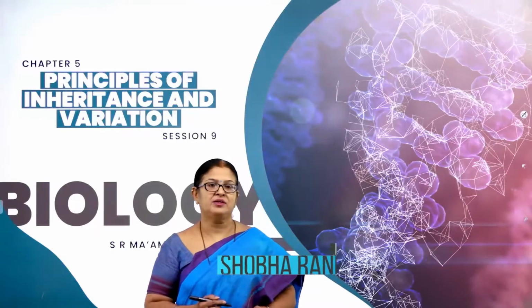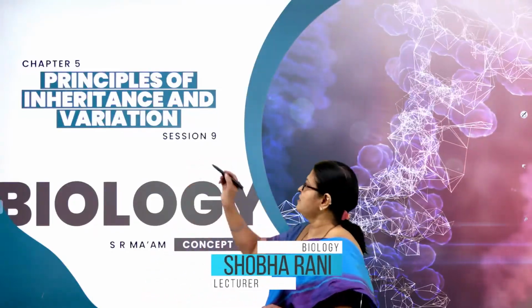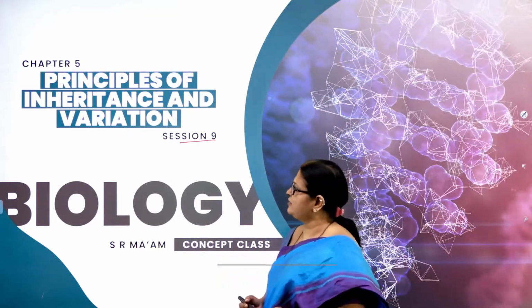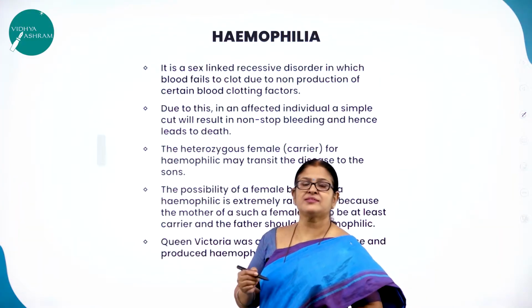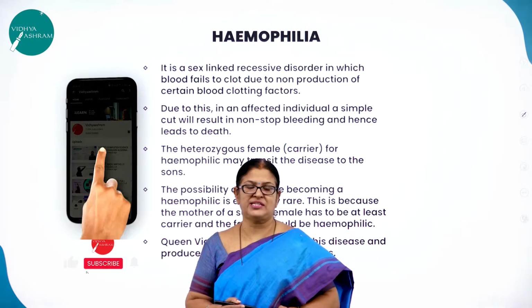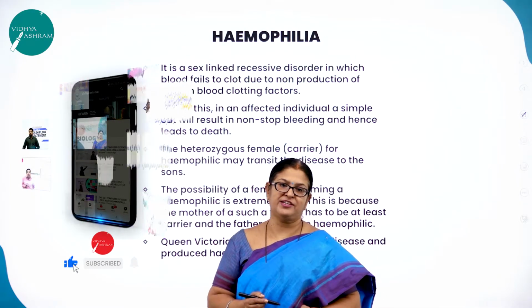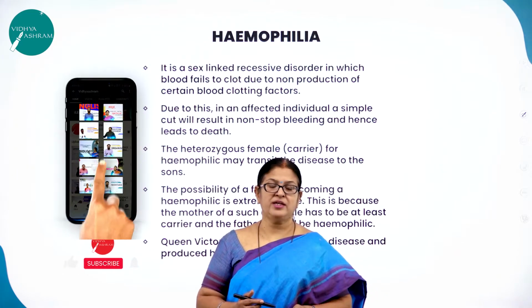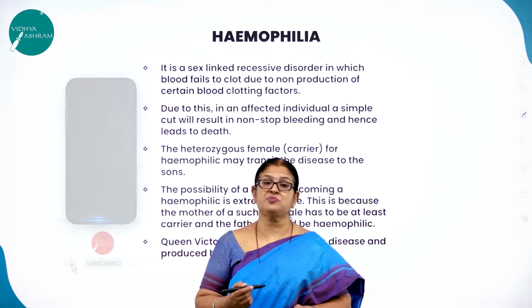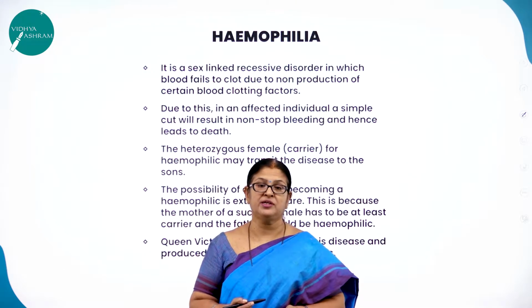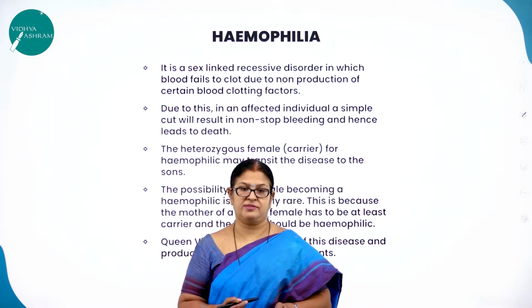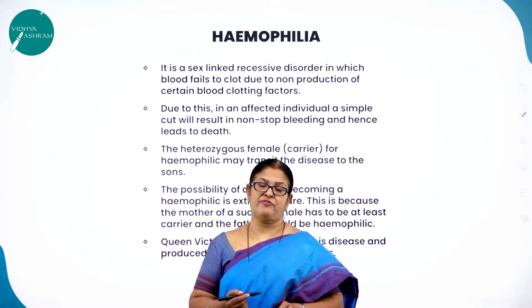Hello dear students, welcome back to session 9 of this very important chapter called Principles of Inheritance and Variation. And this is the last session of this chapter. Hope you remember in the last session, session 8, we studied about mutation, what is mutation and what are the types of mutation, that is the gene mutation, chromosomal mutation and frame shift mutation, and also we studied about pedigree analysis, right? So in today's session, what are we going to study?